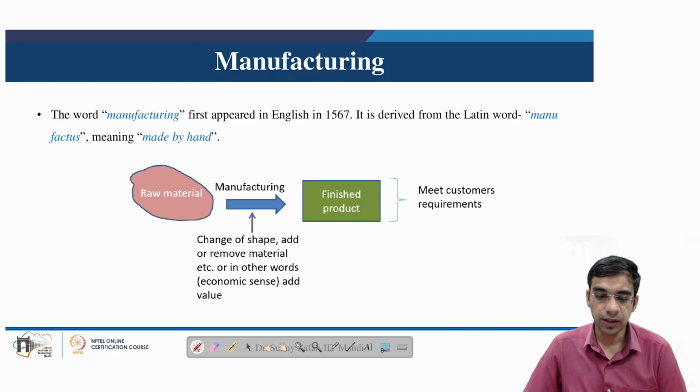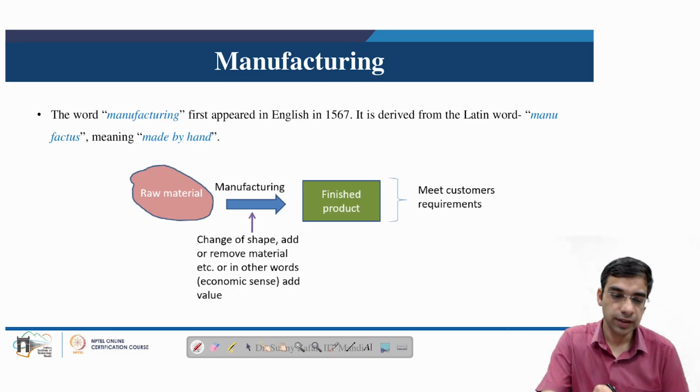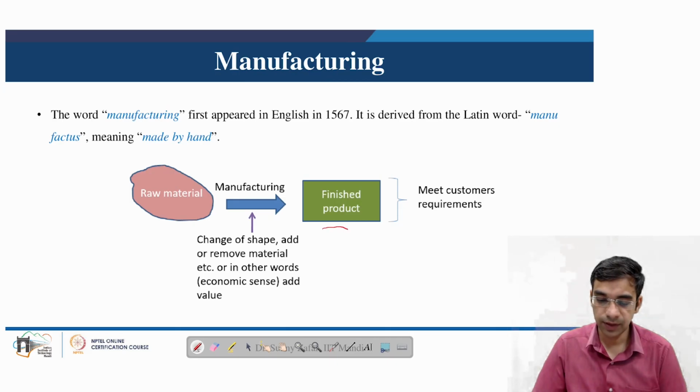The word manufacturing first appeared in English in 1567 and it is derived from a Latin word manufactus, which means made by hand. So in manufacturing, essentially what is done? We have a raw material which is converted into a finished product, and the finished product in the end is designed in such a way that it meets the customer's requirement.